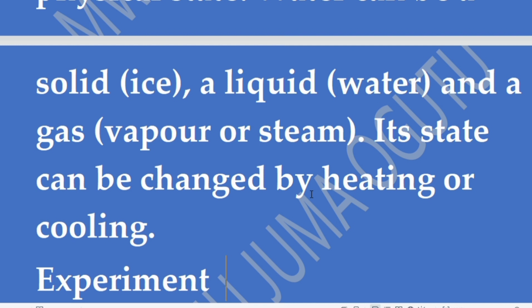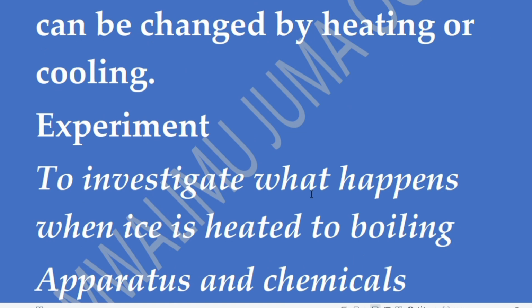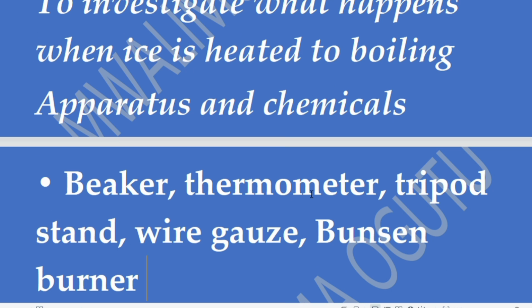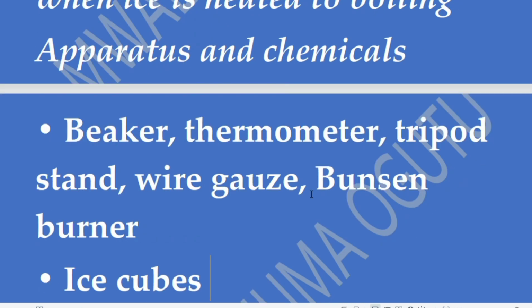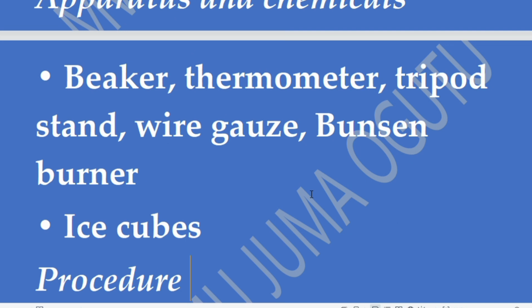We'll be having an experiment to investigate what happens when ice is heated to boiling. When ice is heated to boiling, what changes does it undergo? We have apparatus and chemicals we use: a beaker, a thermometer, a tripod stand, a wire gauze, a Bunsen burner, and then the ice cubes that we'll be using.